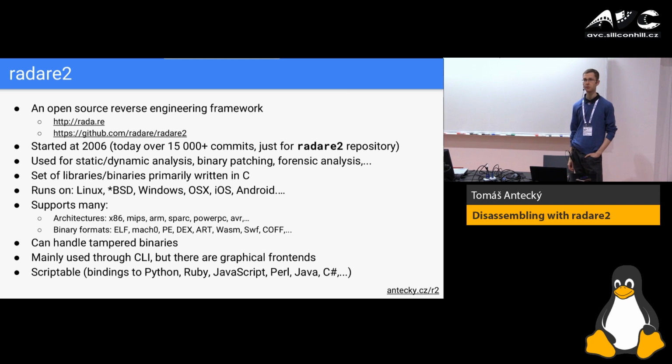Speaking about supported binary formats, there is plenty of them, and also the support of architectures is pretty wide. To name a few: we got x86, MIPS, ARM, or AVR. It's worth noting that radare2 is able to handle tampered binaries, which we'll see in the demo as well.